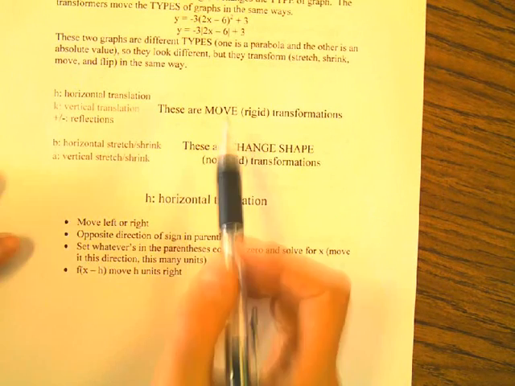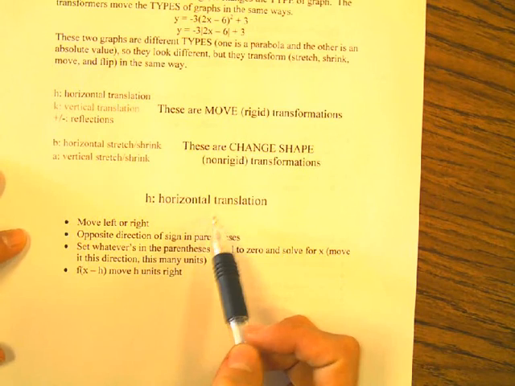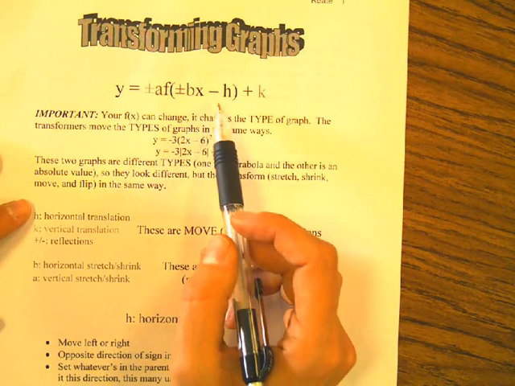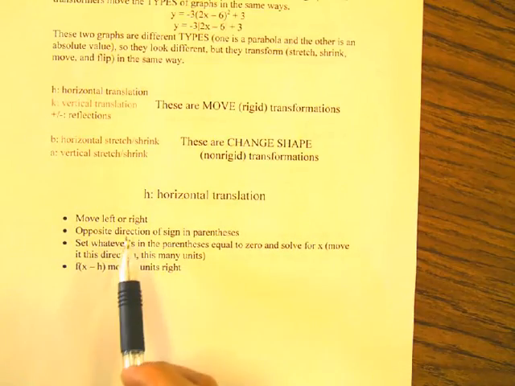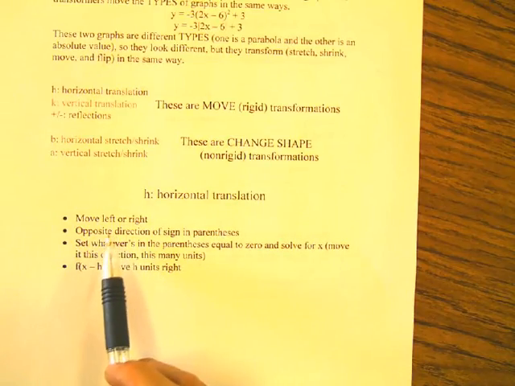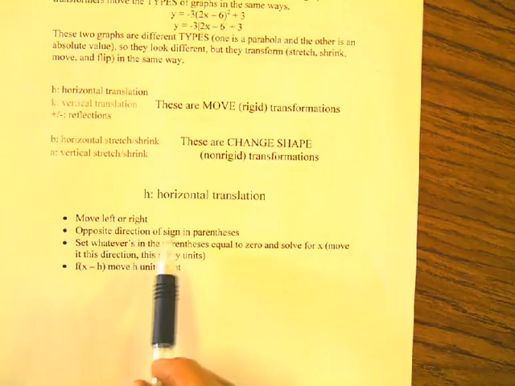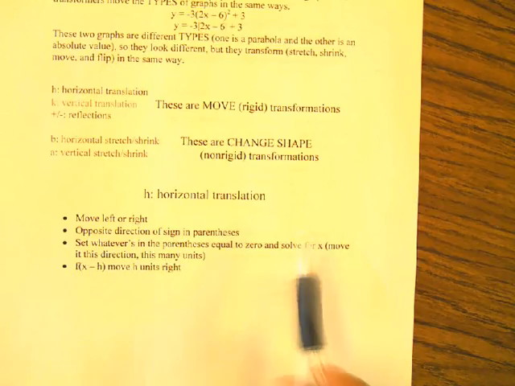So, the h, which is inside the parentheses right here, what that does is it moves things left or right. What you want to remember is it's going to be the opposite direction of the sign in the parentheses. So if it says plus, you're going to move to the negative. If it says negative, you're going to move to the positive.